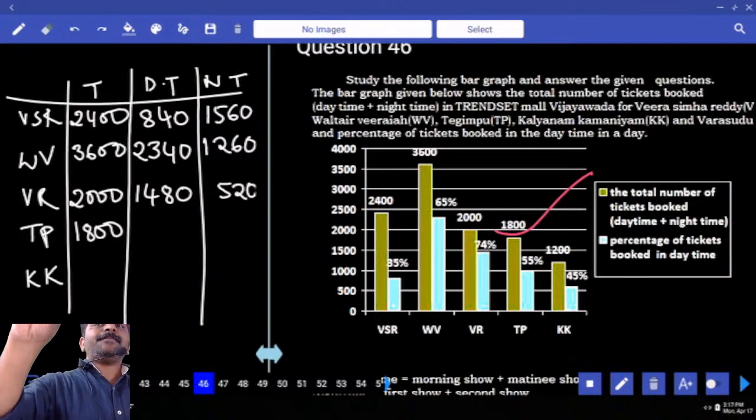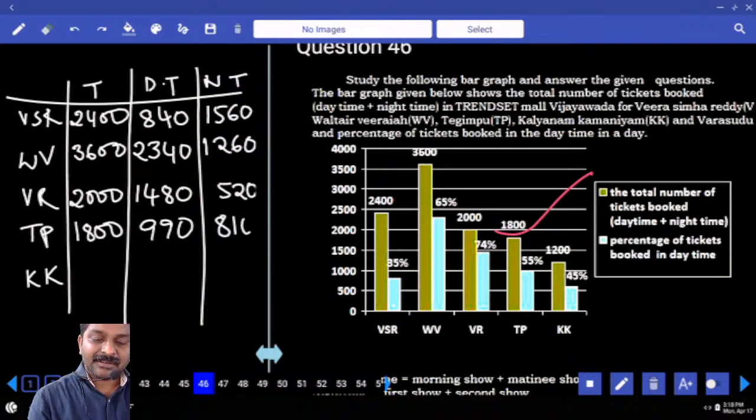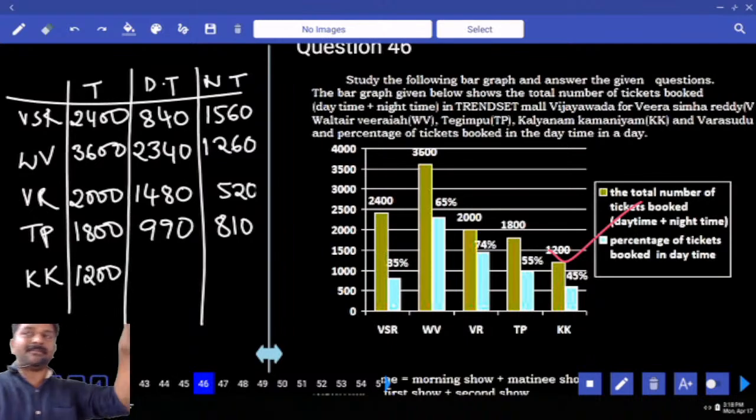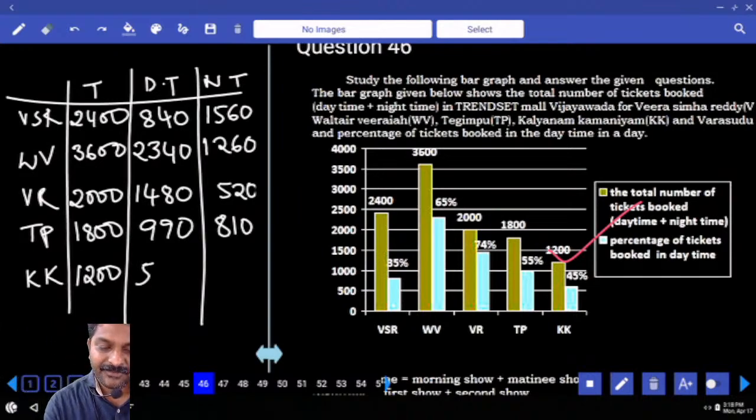55%. 50% plus 5%. 50% is 900. 5% is 90. 50% minus 0 gives 5, right? 900 plus 90, 990. Difference 810. Next 1200. 45%. Same way. 50% minus 5%. 50% is 600. 5% is 60. 540.